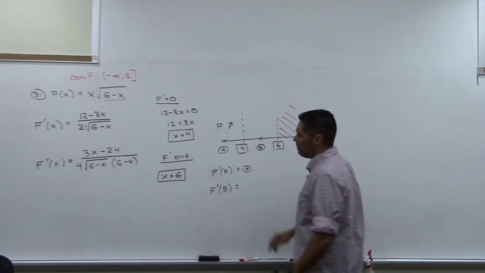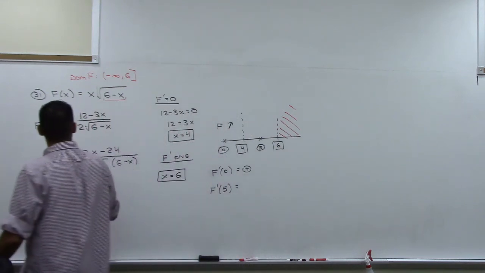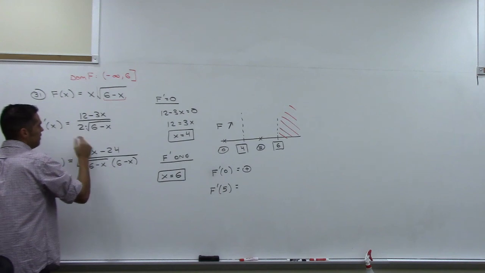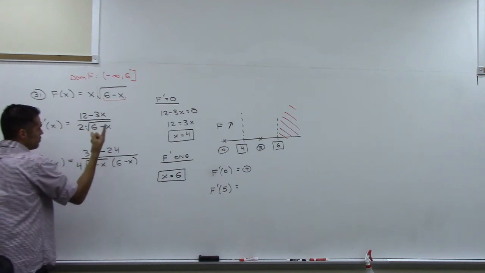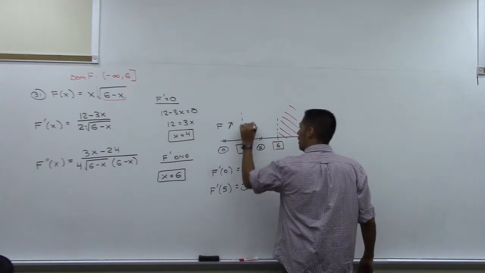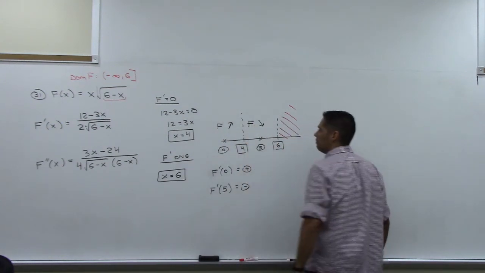And then at 5, let's see what happens. 3 times 5 is 15. 12 minus 15, that's going to be negative. 6 minus 5 is 1, that's going to be positive. So I've got a negative here. So my original function, capital F, is going down.